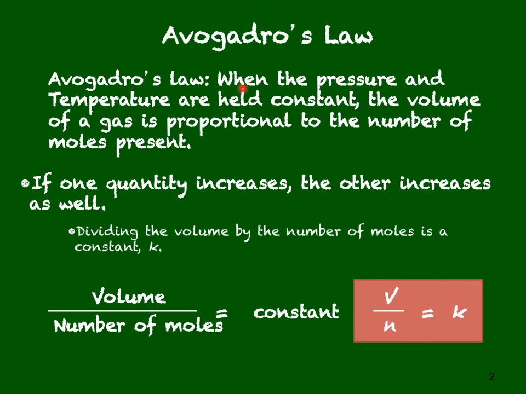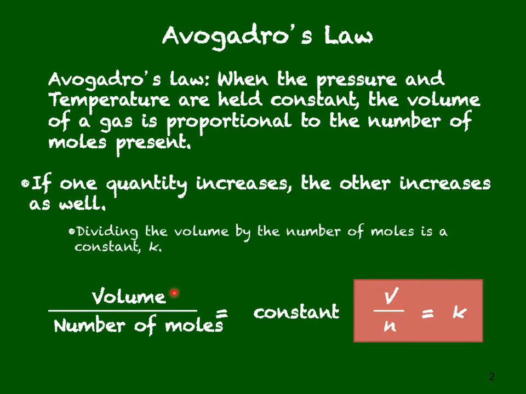It states that when the pressure and temperature are held constant, the volume of a gas is proportional to the number of moles present. In other words, the more stuff you have, the more room you have to have in order to store it. This is a direct proportionality. If one quantity increases, the other must increase as well.